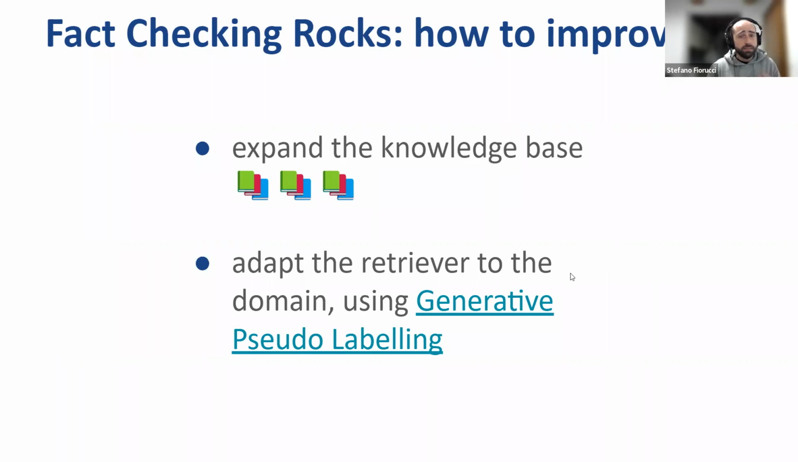Another interesting aspect is that both the retriever model and the natural language inference model are general purpose and have not been fine-tuned for our domain. So if fine-tuned, they can probably show better performances. The retriever model might be adapted with low effort using generative pseudo-labeling. It is included in the Haystack framework and doesn't require manual annotation. So it is surely an interesting approach to explore.